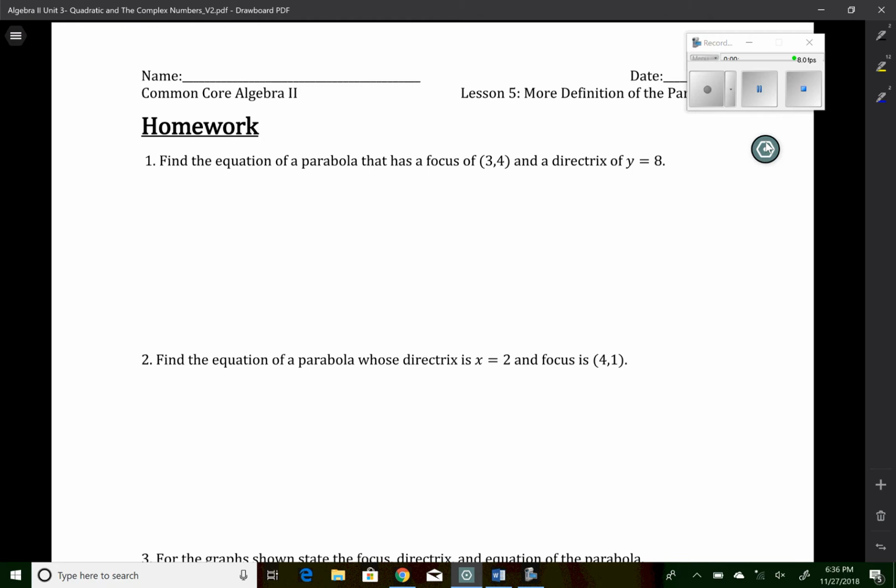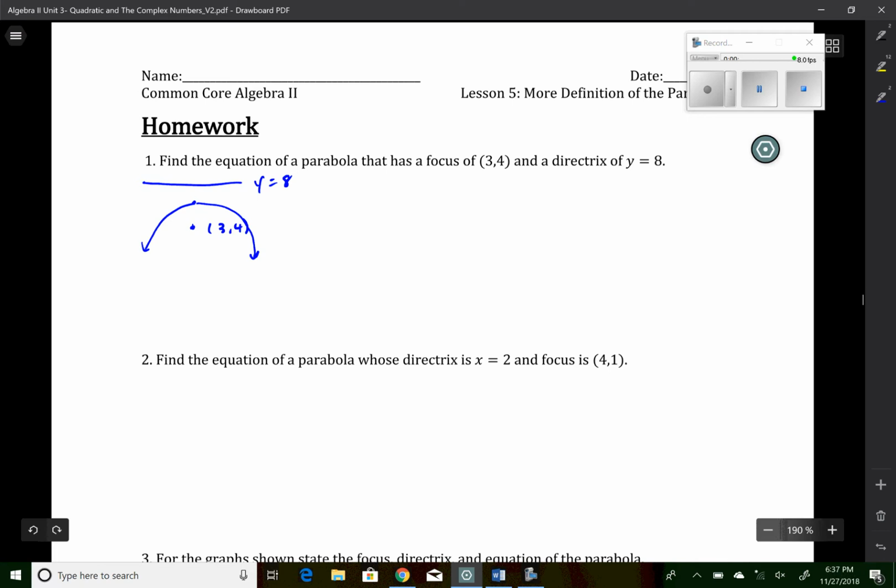Alright, so let's take a look at number 1. Number 1 says, find the equation of a parabola with a focus of (3, 4) and a directrix of y equals 8. The first thing I notice is the directrix has a larger y value than the focus. So when I draw my diagram, I'm going to have a y equals 8 line here, and the point (3, 4) here, meaning the vertex is somewhere in between those two.